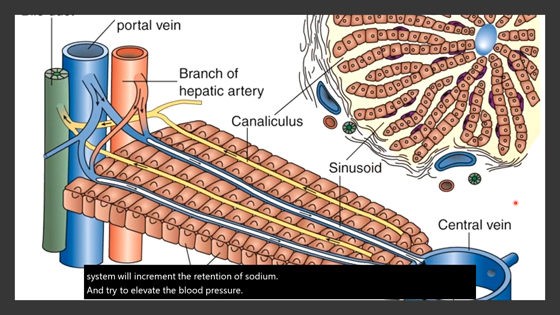The collection of all the central veins will finalize in the suprahepatic veins that will connect to the inferior vena cava, and following that will reach the right atrium and right ventricle of the heart.